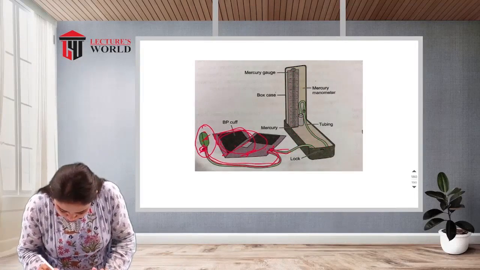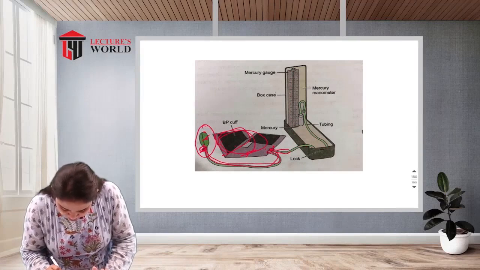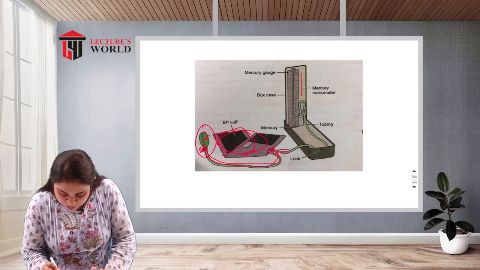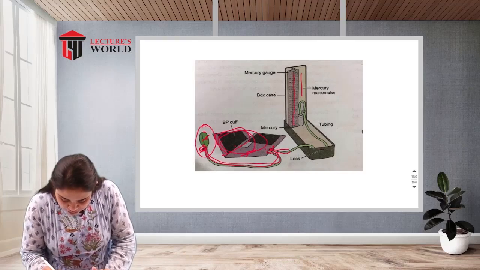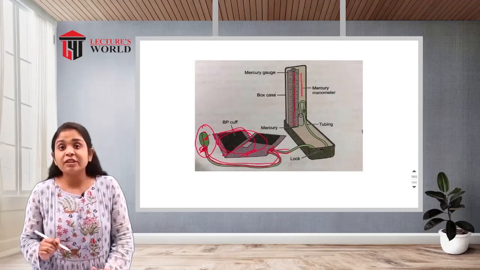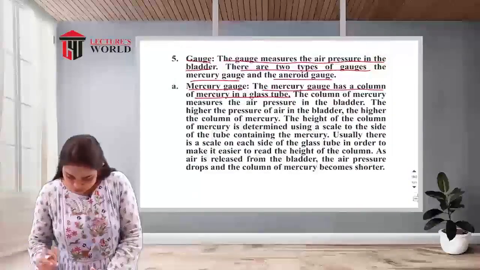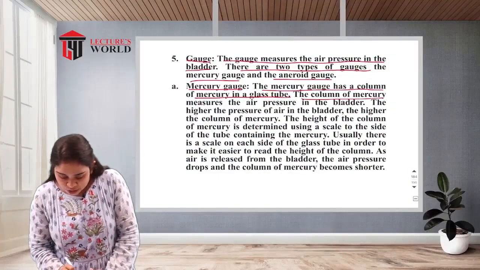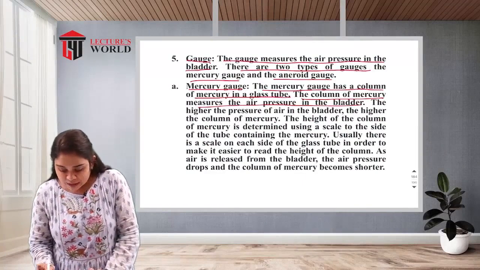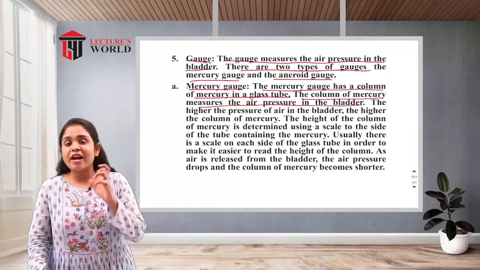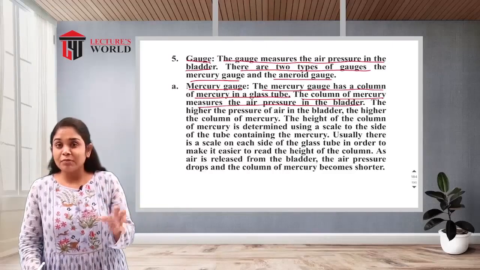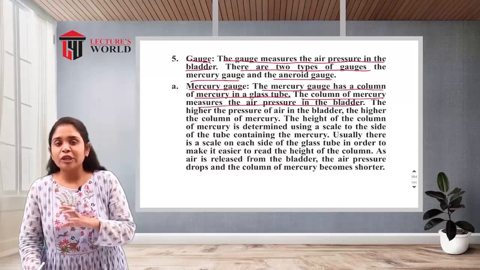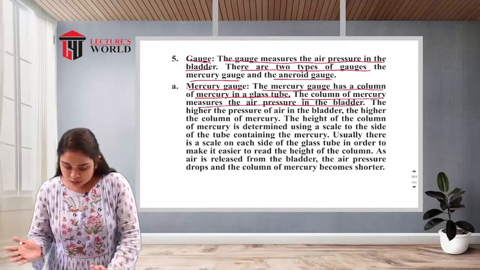Here you can see the reading has been given. We are talking about this gauge. The glass tube is in the middle part and it is filled with mercury. The column of mercury measures the air pressure in the bladder, that is, how much air has accumulated inside the BP cuff. According to that, we are going to measure the pressure.